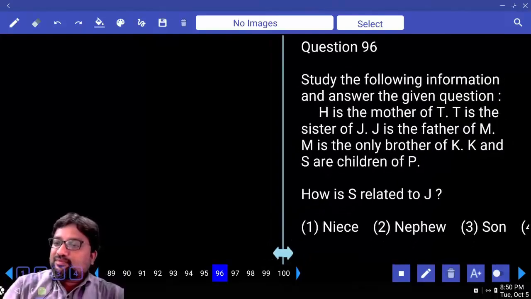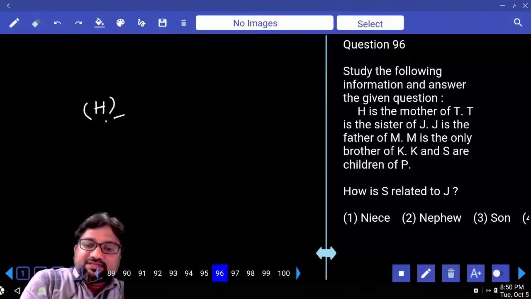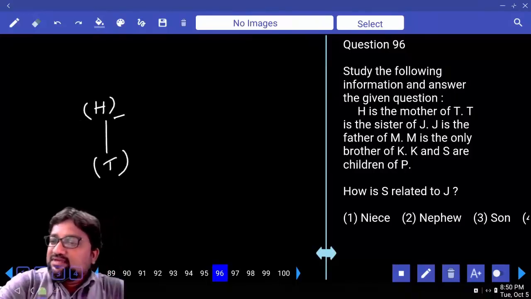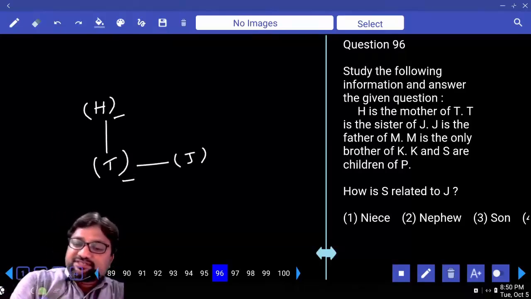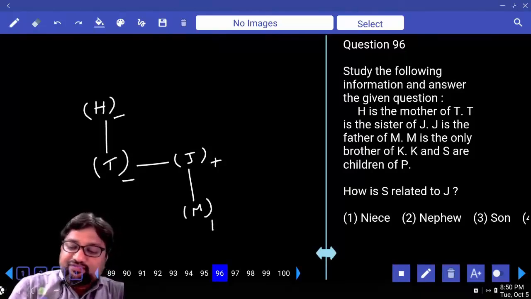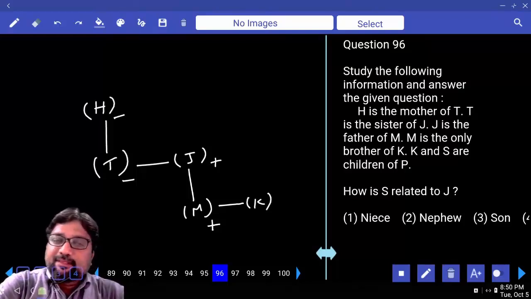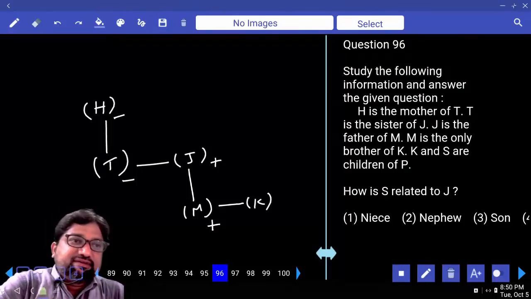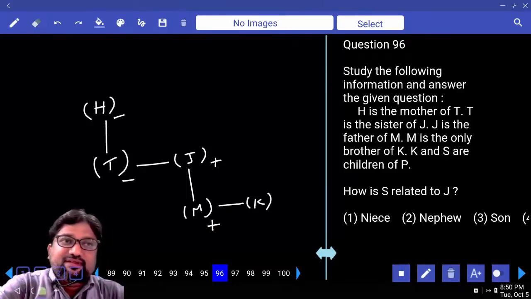96. Blood relations. H is the mother of T. T is the sister of J. J is the father of M. M is the only brother of K. But this M is the only brother. Do you know what is the gender of K? With this, can I decide the gender of K? Impossible. You can't decide the gender of K. K can be male and K can also be female. He only says M is the only brother of K.